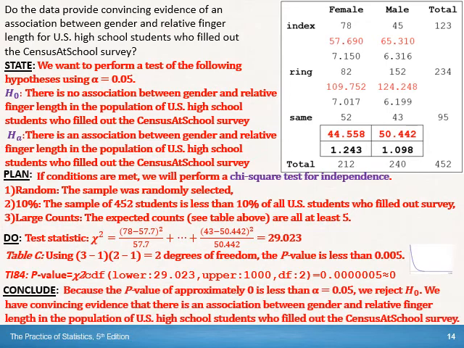Okay, so our conclusion has the same format as almost every other hypothesis test conclusion. Our p-value of approximately 0 is less than our alpha of 0.05, so therefore we're going to reject the null hypothesis. We have convincing evidence that there is an association between gender and relative finger length in the population of U.S. high school students who filled out this survey.